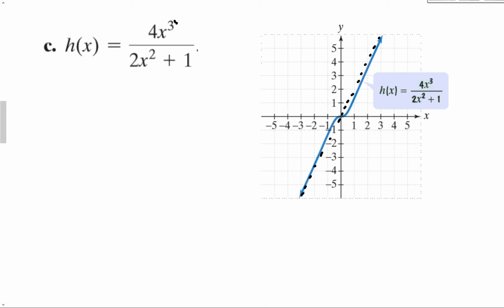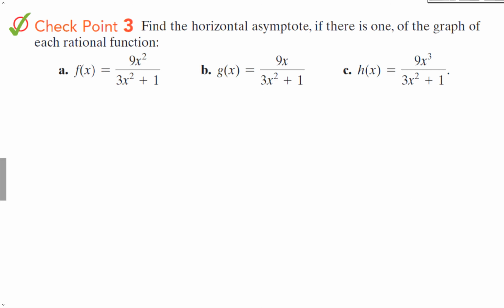And we'll come back to that at the end. But the important part for this question is that there is no horizontal asymptote. There is no horizontal line that this graph gets closer and closer to at the ends. Okay.